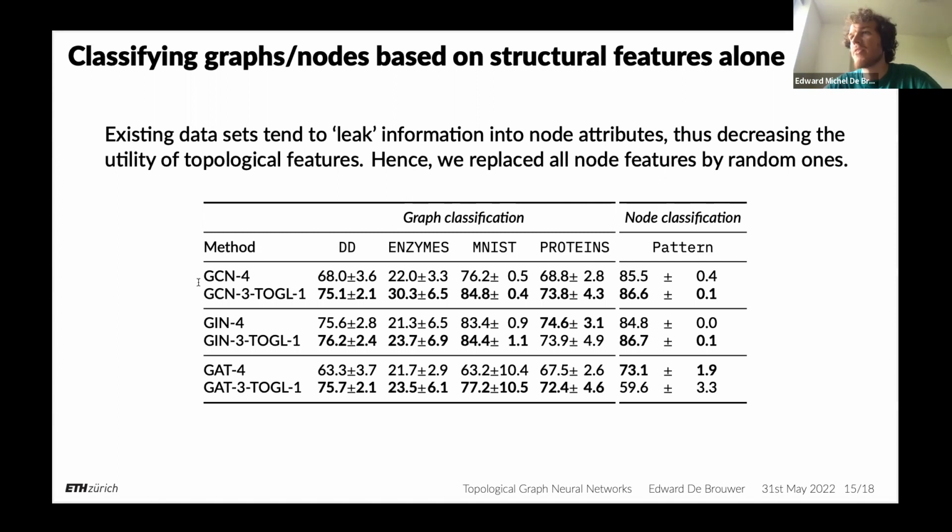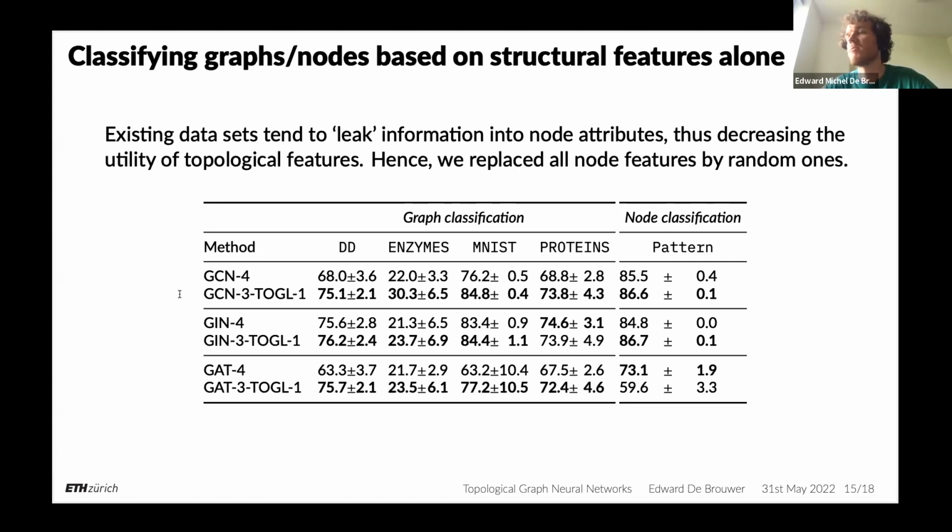And here we run our methods for different backbones. We use the backbone of a GCN, of a GIN, and of a graph attention layer. Again, here we chose 4 GCN, and then we compare against 3 GCN and 1 TOGL, and the same for GIN and for GAT. And you see that mostly, overall, for all of these types of data sets, our architecture is able to better harness the topological information in all those graphs, and do a better job both at graph classification and also at node classification.